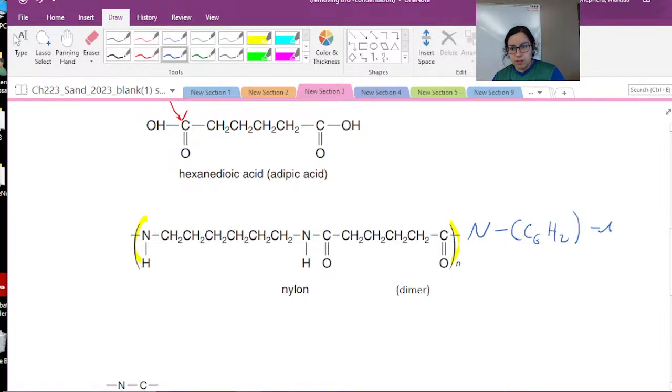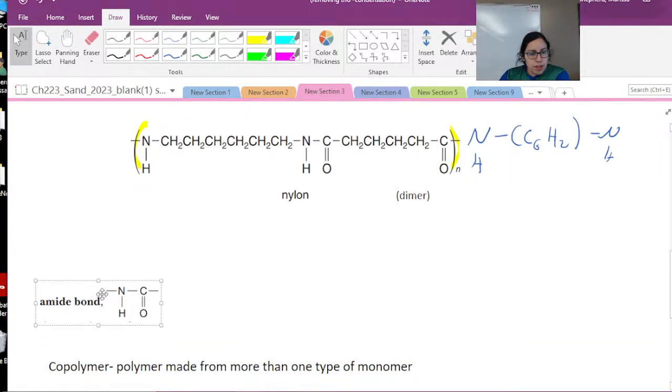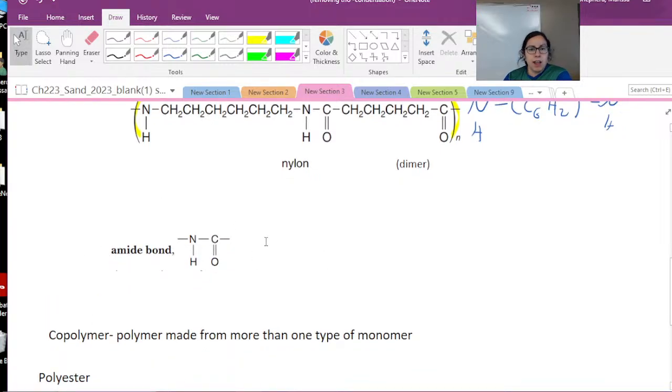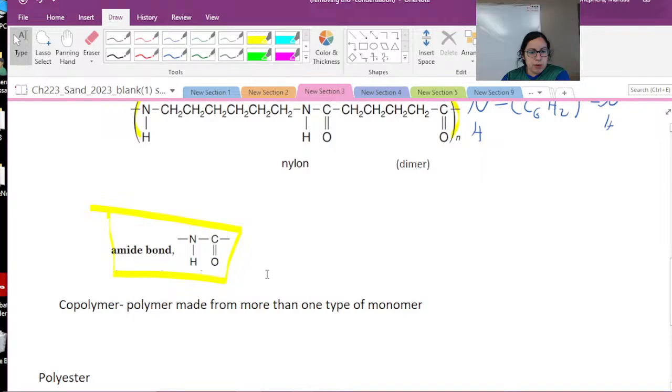C6H12 and H, right, etc. So just be kind of aware of that. So we know how to chain them. And so this might come up, just this terminology of, again, our amide bond. So that's important in this chapter. So we went over our copolymer definition.